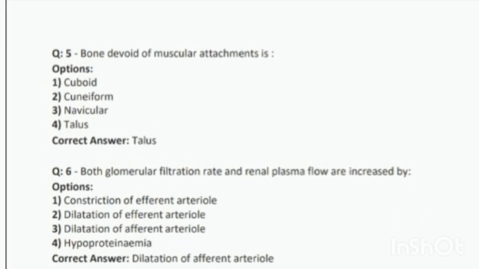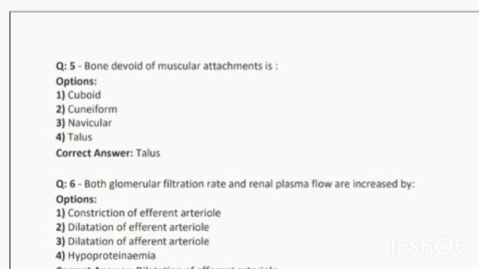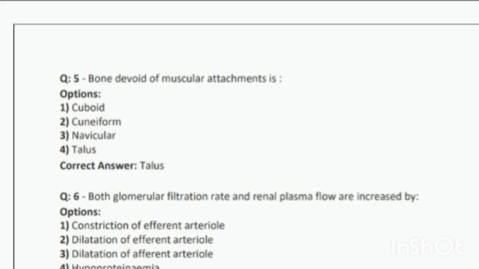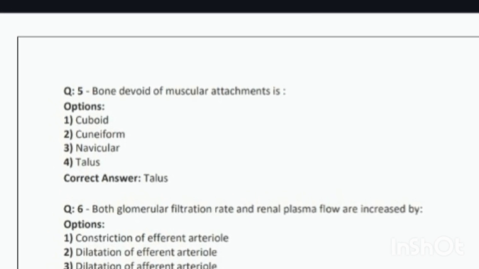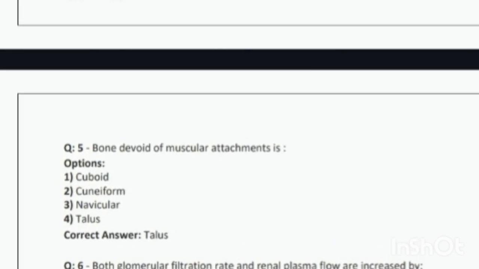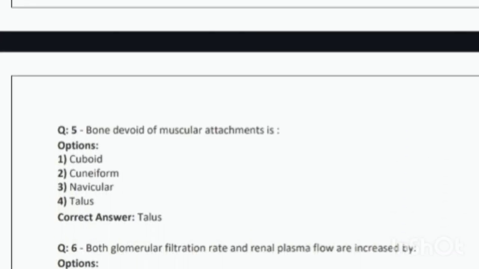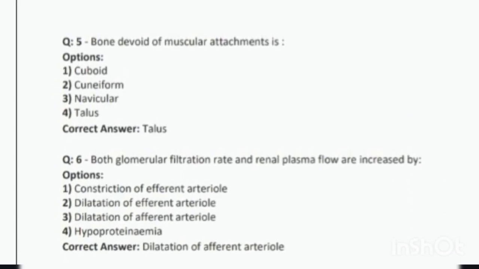Question number 5. Bone devoid of muscular attachments is: cuboid, cuneiform, navicular, talus. Correct answer is talus.